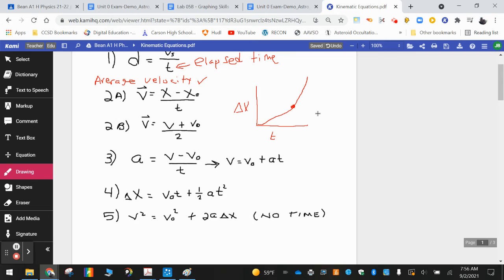Who said slope? Yes, find the slope. You've restored faith in my class. Yes, good job. My faith is restored. I would find the tangent line like this here, and I would find the slope of this tangent line, and that would get me the instantaneous velocity.